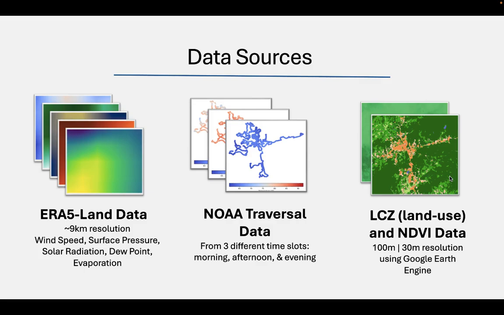We selected specific ERA5 features like solar radiation, dew point, wind speed, and surface pressure because prior research has shown that these variables have some of the strongest impacts on overall temperature.